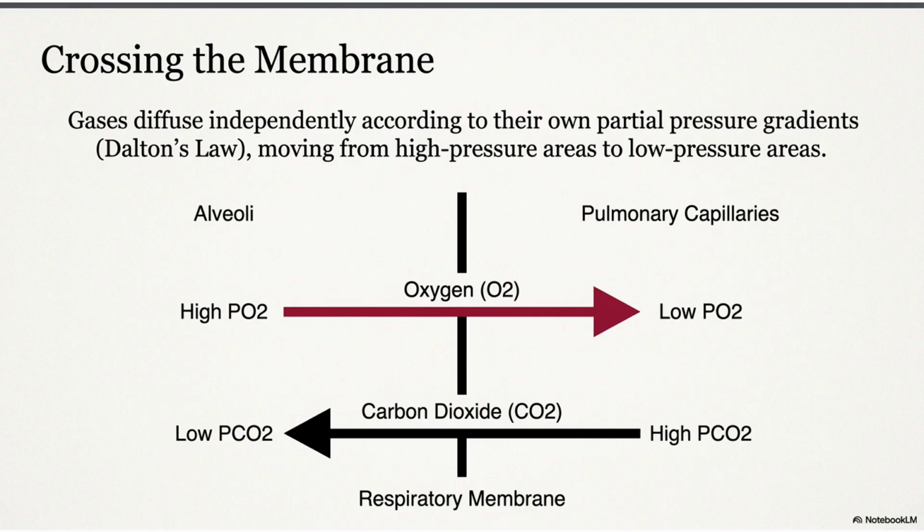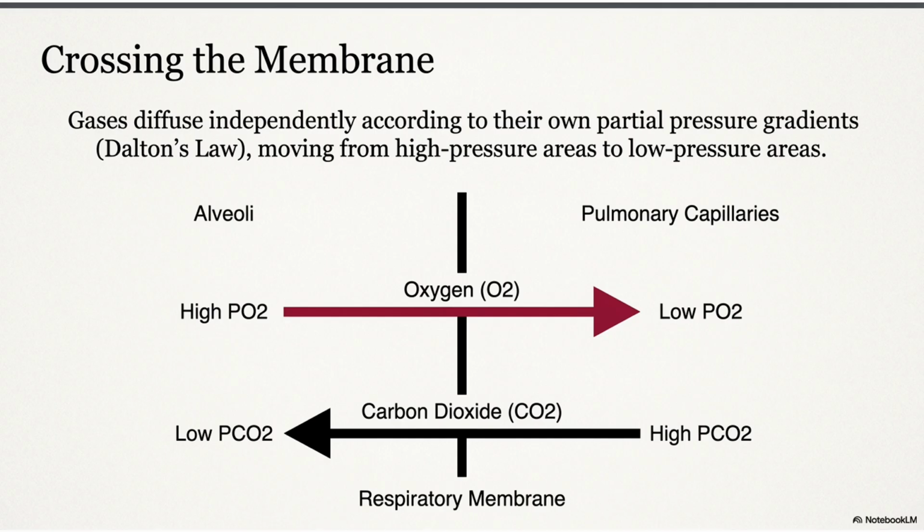Gas exchange occurs through diffusion. Following Dalton's law, gases move independently from high pressure areas to low pressure areas. In the lungs, oxygen moves from high PO2 in the alveoli into low PO2 in the pulmonary capillaries. Simultaneously, carbon dioxide moves from high PCO2 in the capillaries to low PCO2 in the alveoli to be exhaled. And this is how gas exchange happens, right?